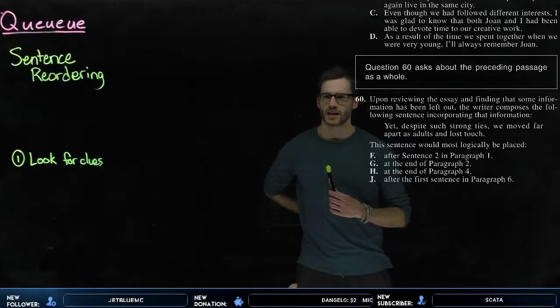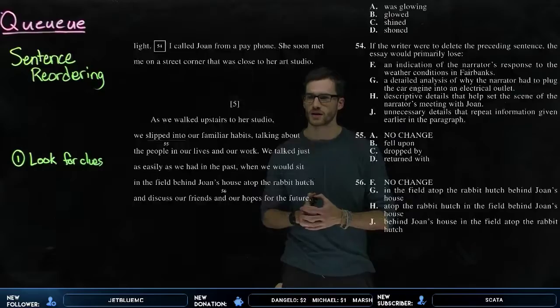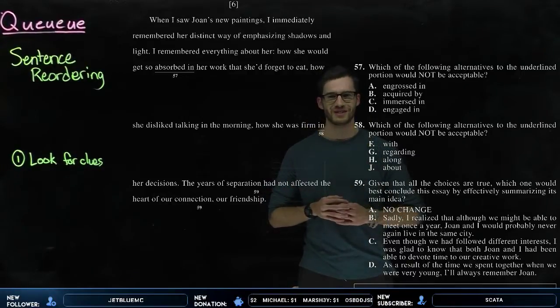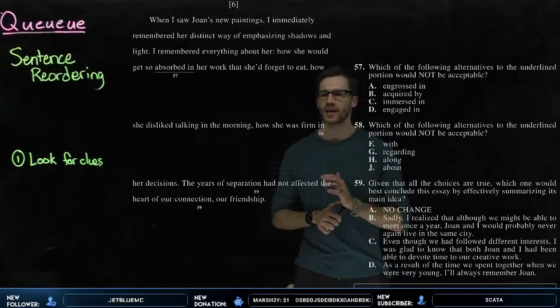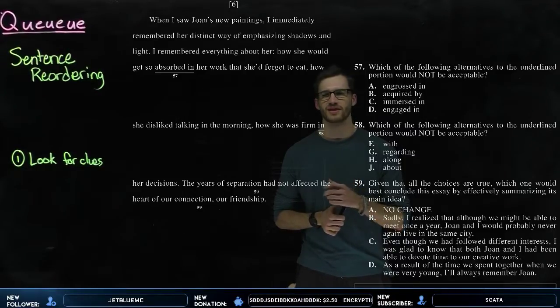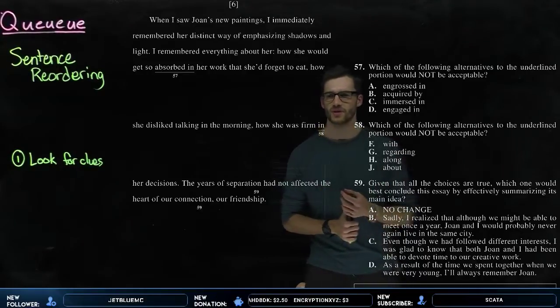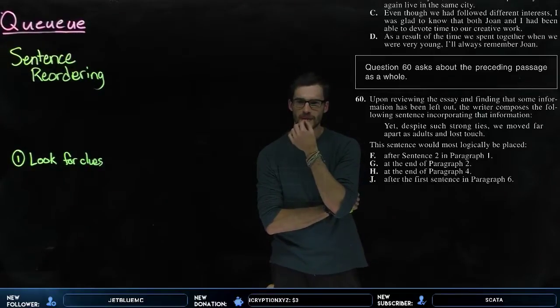And then the last one is after the first sentence in paragraph six. Okay. When I saw Joan's new painting, I immediately remembered her distinct way of emphasizing shadows and light. Yeah. No. They're not kids. We're not transitioning out of kiddom. Well, hold on, though. I agree with what you're saying, but they didn't say anything about them as kids. It's just as adults we lost touch. So, yeah. You're right.